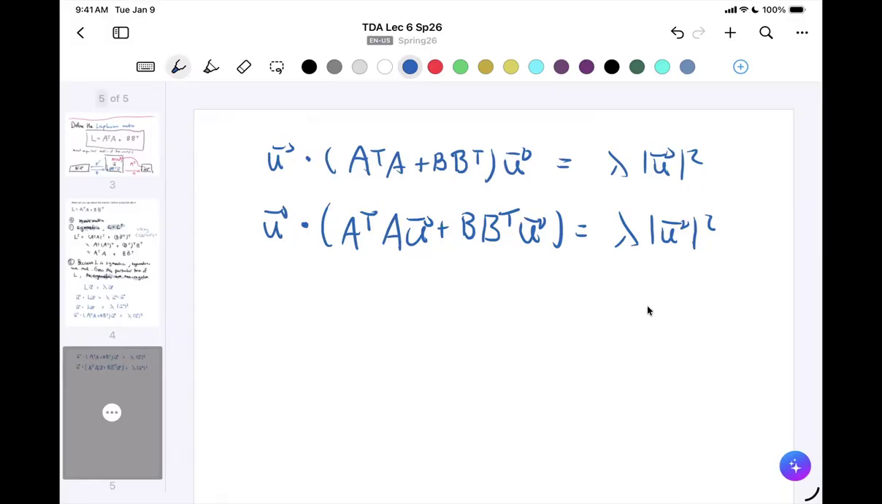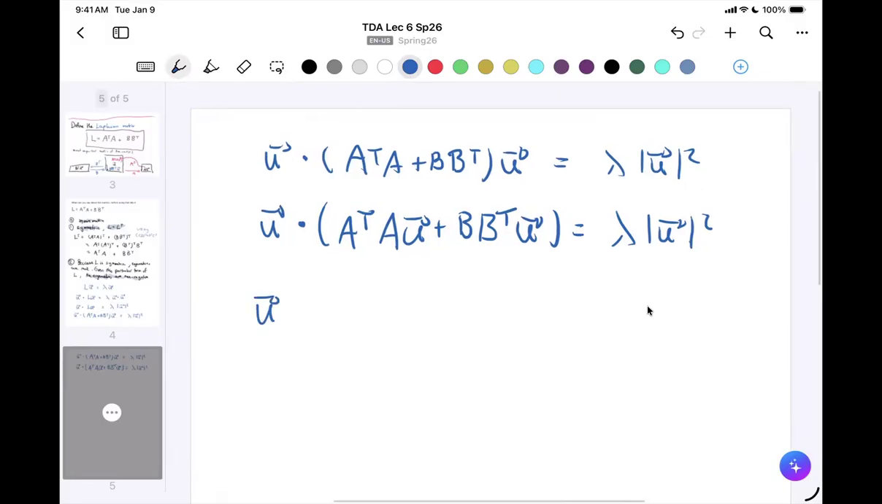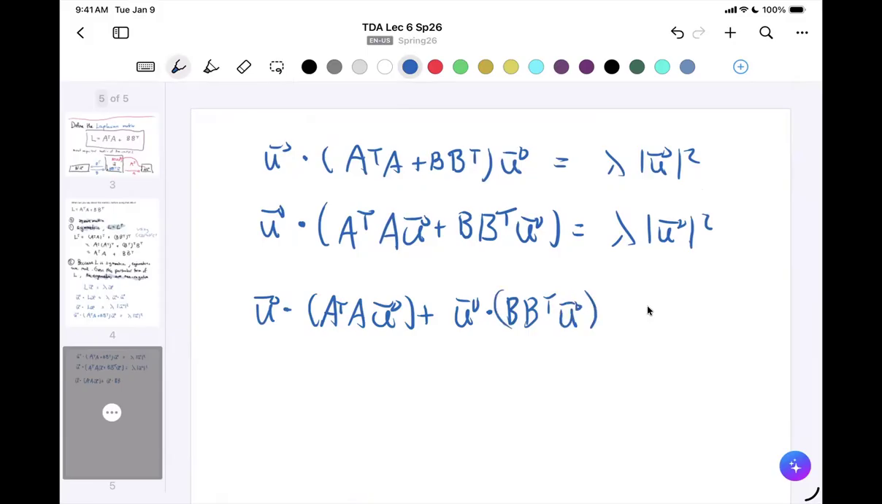And then the dot product is distributive, right? So you can do U dot A transpose A of U plus U dot V transpose of U, right? And that's lambda times the length of U squared. So far so good.